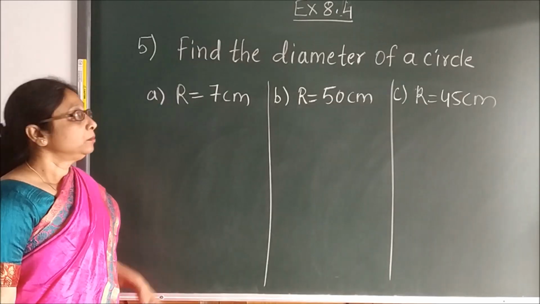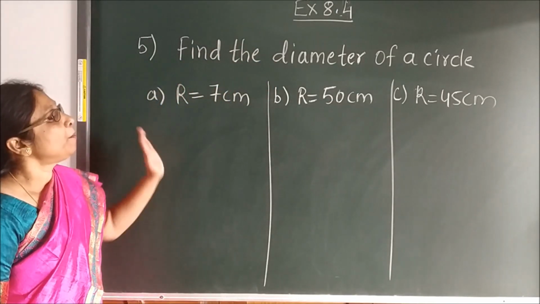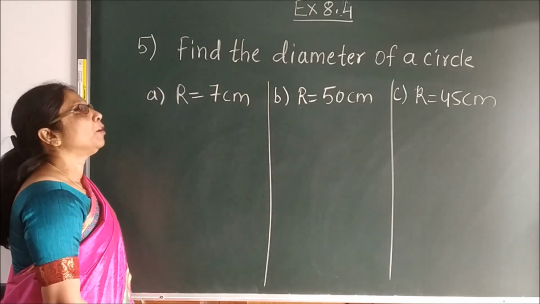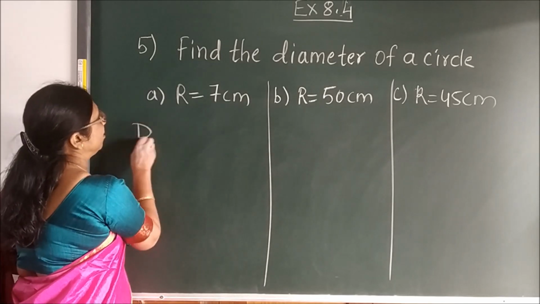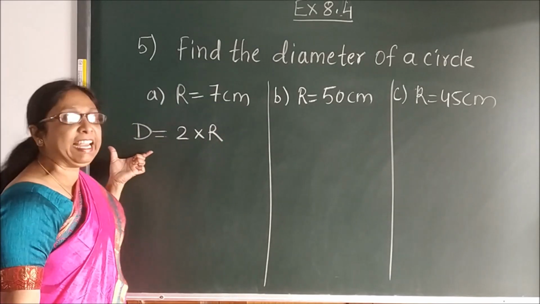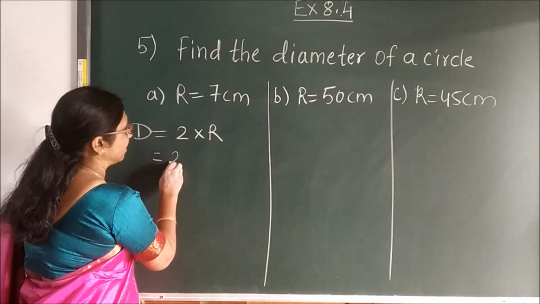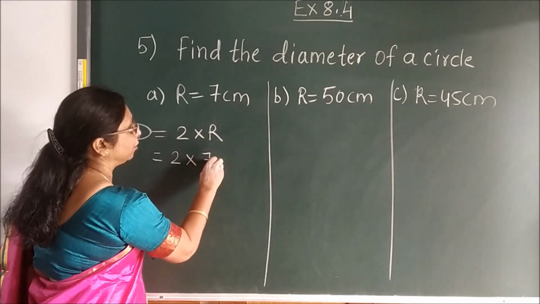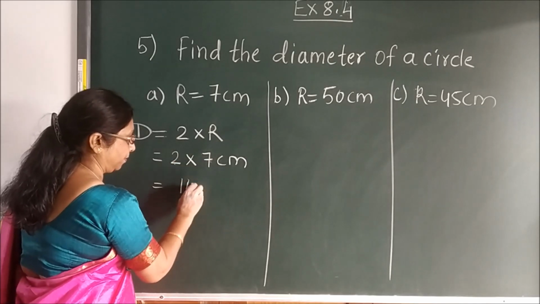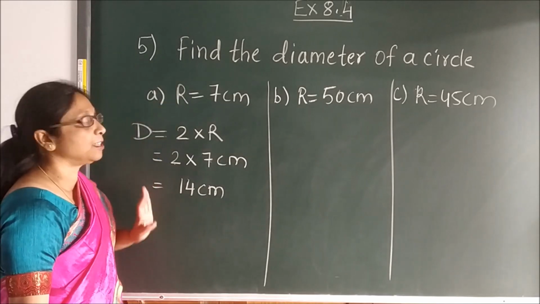Understood? Now here in exercise 8.4, fifth sum, find the diameter. That means you have to use the formula of diameter. The formula of diameter is equal to 2 into radius. D indicates diameter, R is radius. Now just place the value there. Radius 7 centimeters, so 7 centimeters. Then what you do? Multiply. 2 sevens are 14. So this is your diameter. Double of radius is the diameter.